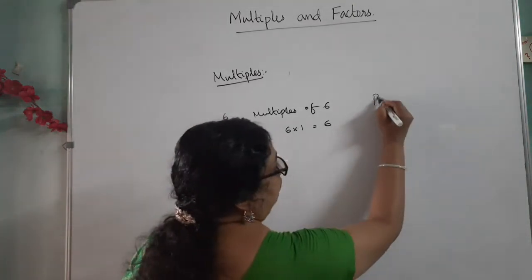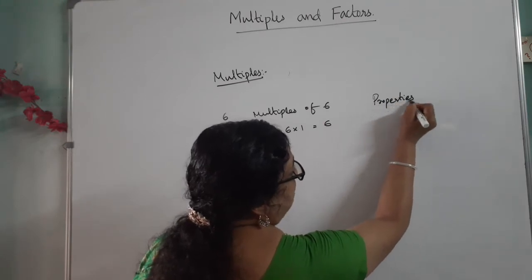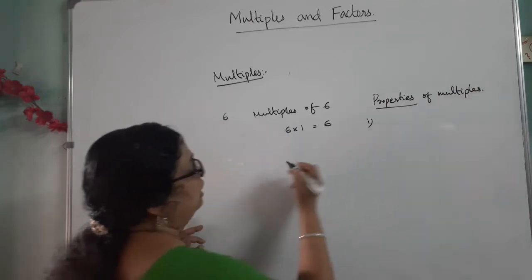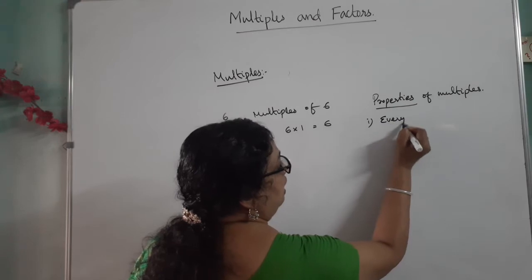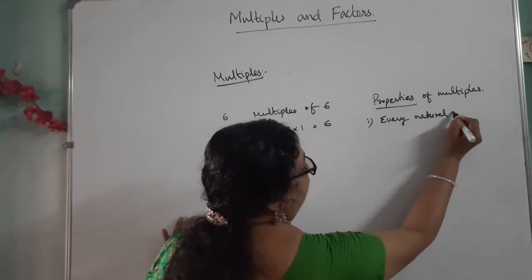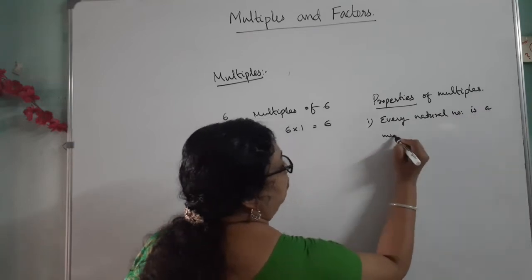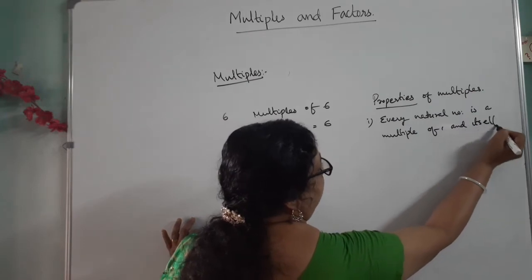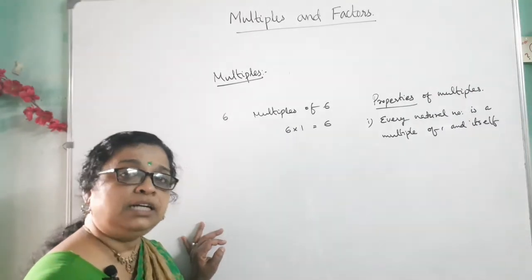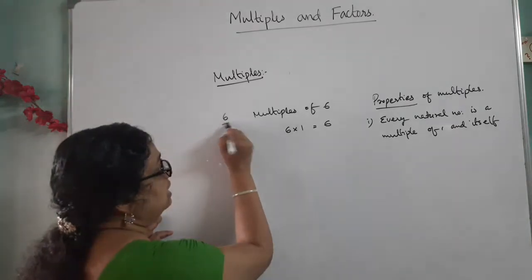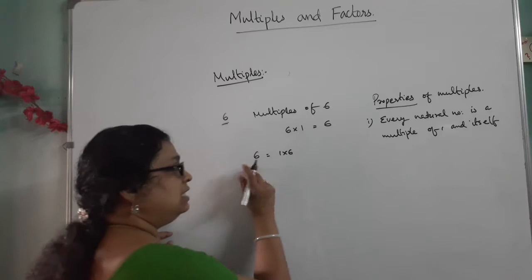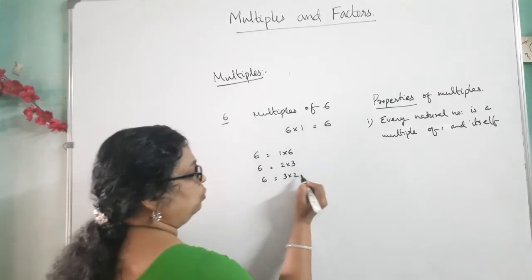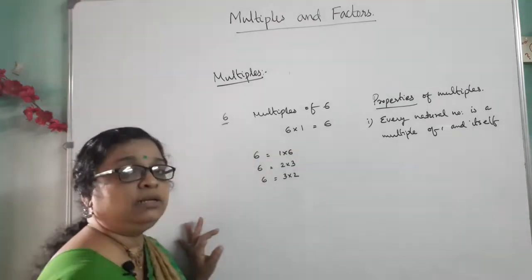These are the properties of multiples. First property, every natural number is a multiple of 1 and itself. Next, a number can be multiples of several numbers. The same example 6. We can write 1 into 6 is 6. Then again 6 equal to 2 into 3, or 6 equal to 3 into 2. So, a number can be multiples of several numbers.